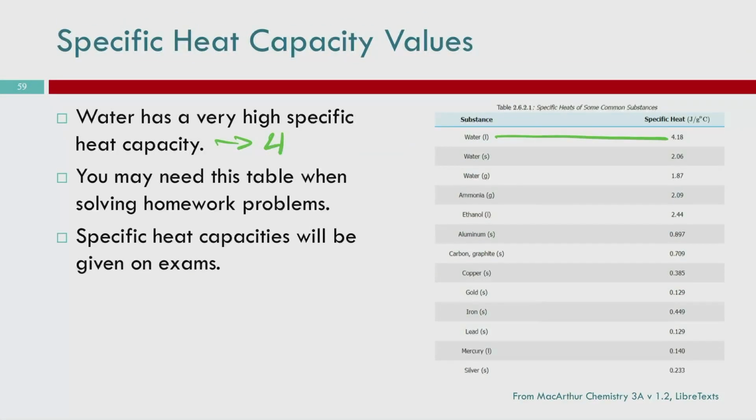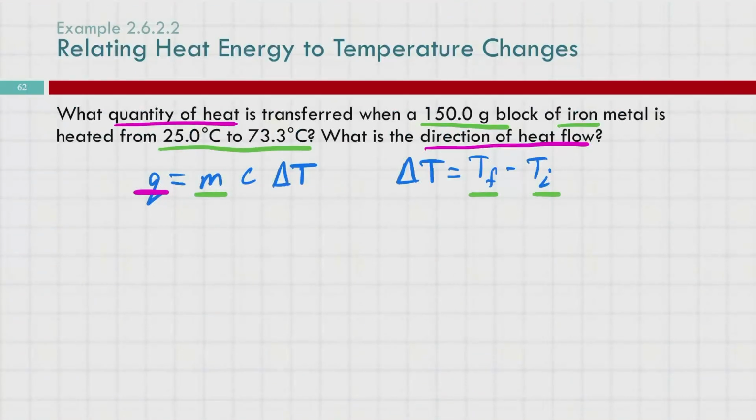Our metal here was iron. So that's 0.449. And we're jumping back. 0.449 joules per gram degrees Celsius. All right, so we have, in theory, all the numbers we need to solve the problem. All that's left to do is do it.